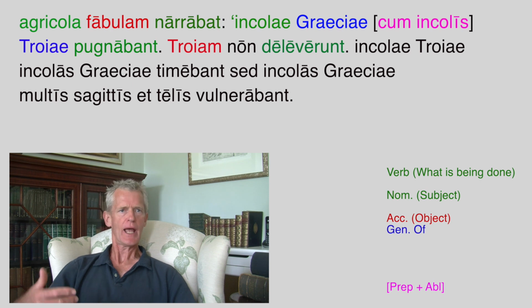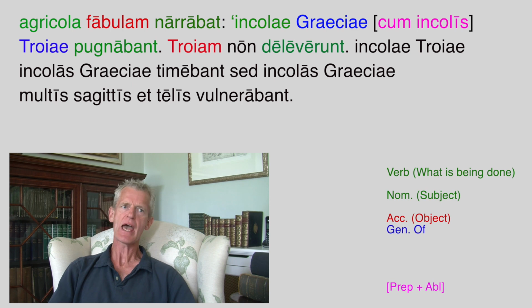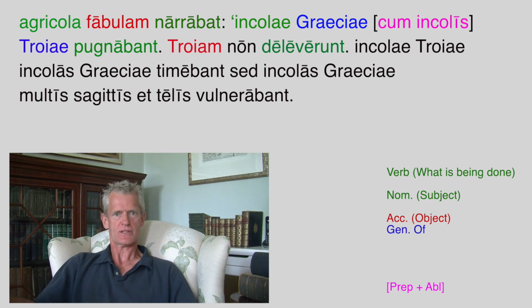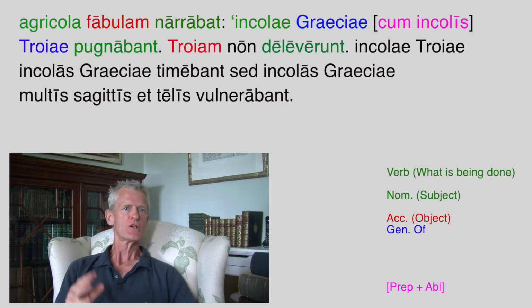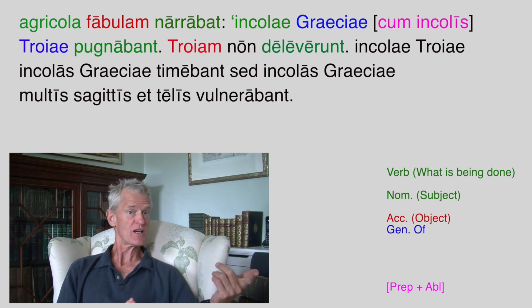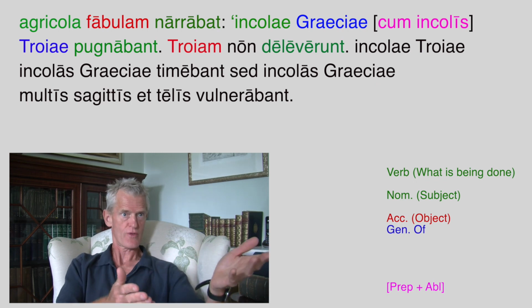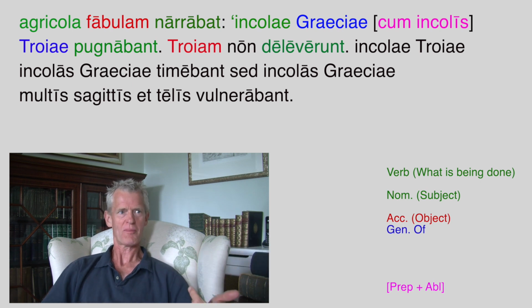Okay, on we go. Incolae Troiae, incolas Graeciae timebant, sed incolas Graeciae multis sagittis et telis vulnerabant. Now, you could get a bit panicky because there's lots and lots of words here, but actually, break it down carefully, you'll be fine. So, we go to our verb, and you might say, which verb? Because there are two there. We've got timebant and we've got vulnerabant.